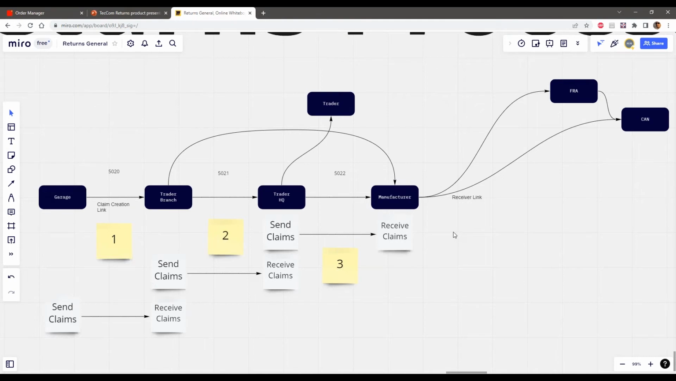How is the return or warranty flow at the moment? The garage has, for example, an issue with a piece which is not working as it should. Therefore, they create a claim. What we learned over the world is that it is mostly paper, I would say over 90% is still paper. And they give the part and the piece of paper they filled out to the trader.